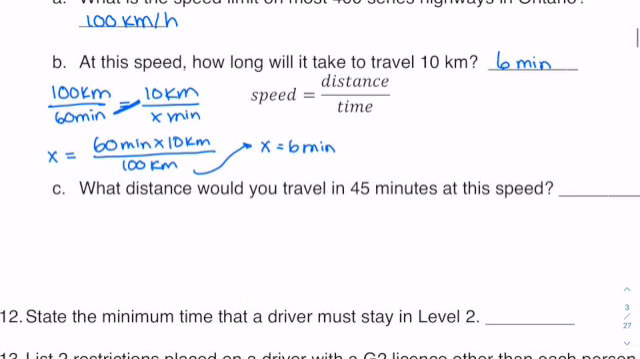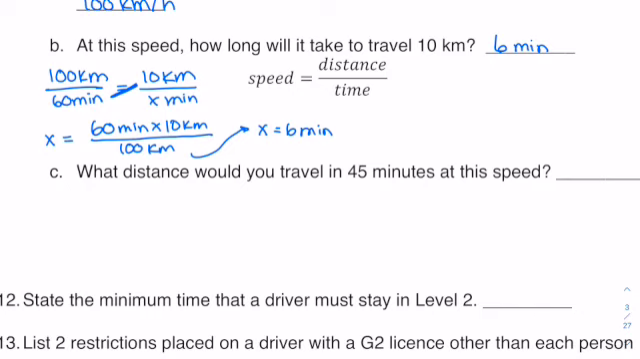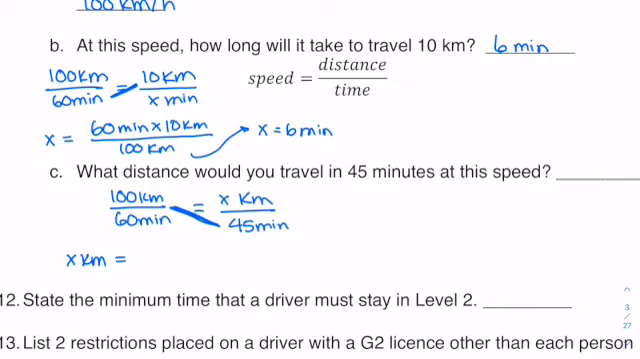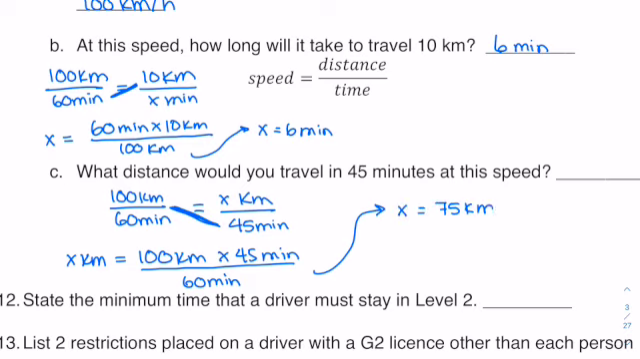And then what distance would you travel in 45 minutes at this speed? So here we have, once again, our 100 kilometers and our 60 minutes. And we want to know the distance in 45 minutes. So x is these two times each other. And then that, if you put it in the calculator, you'll get 75 kilometers.